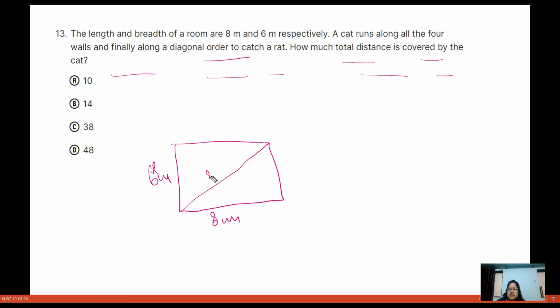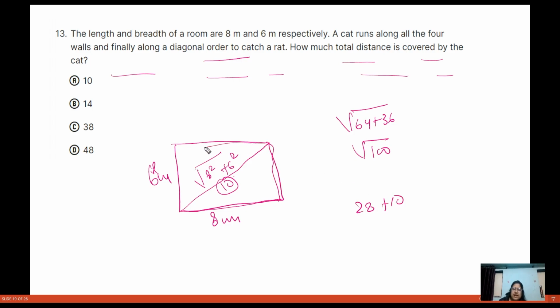So this is the square root of 8 square plus 6 square. 8 8s are 64, and 64 plus 6 square, which is 36, gives the square root of 100. So this becomes 10. So how much is the cat running? It is running along all four walls. So 8 meter, then 6 meter, that means 14. So 28 plus 10, because again 8 meter and then 6 meter, and then along the diagonal. Only one diagonal, then 38 only. So this is how you get your answer. Very simple. These questions are really very simple.